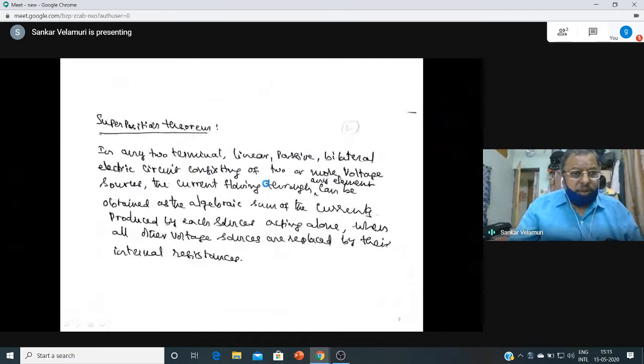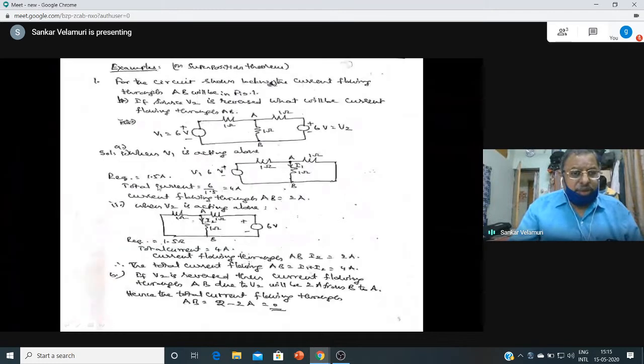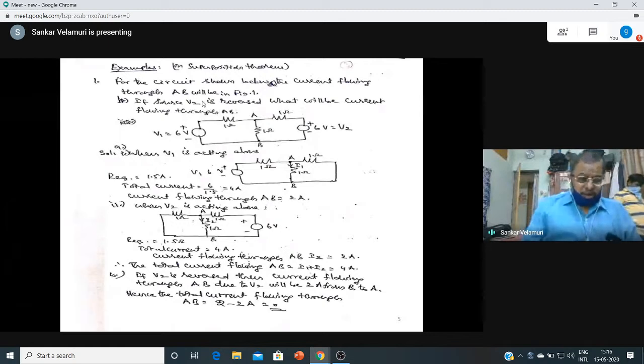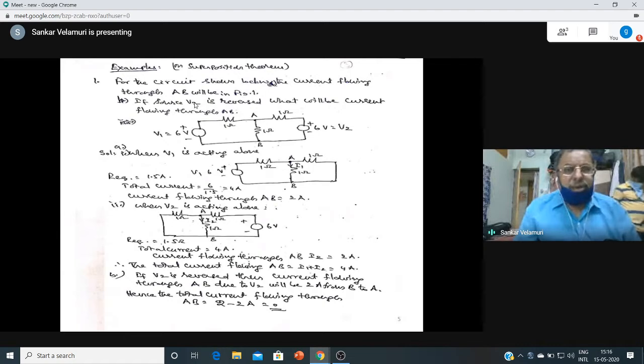Yeah. So now in example 1, I want to go straight away. I will take a few examples with respect to the superposition theorem, for DC networks and AC networks also. I have about 5 typical examples that have been collected.